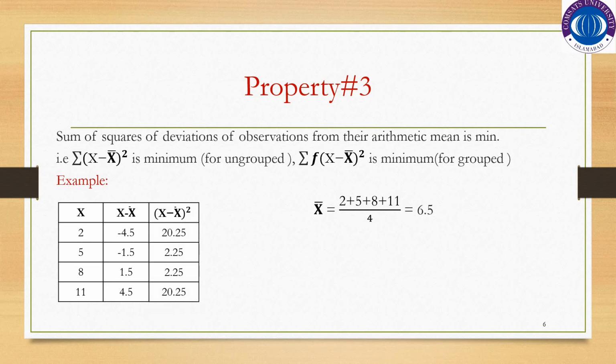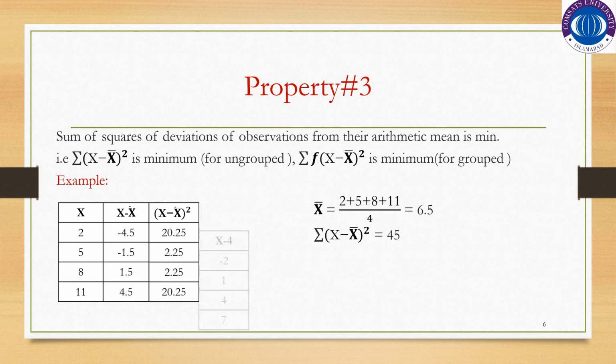This is the column of (x minus x bar) whole square. Now we will take the sum of this column and the sum is 45. We have studied that this sum is minimum. If we want to prove that it is minimum, we have to take some deviations from some other constant and then square and then take the sum.